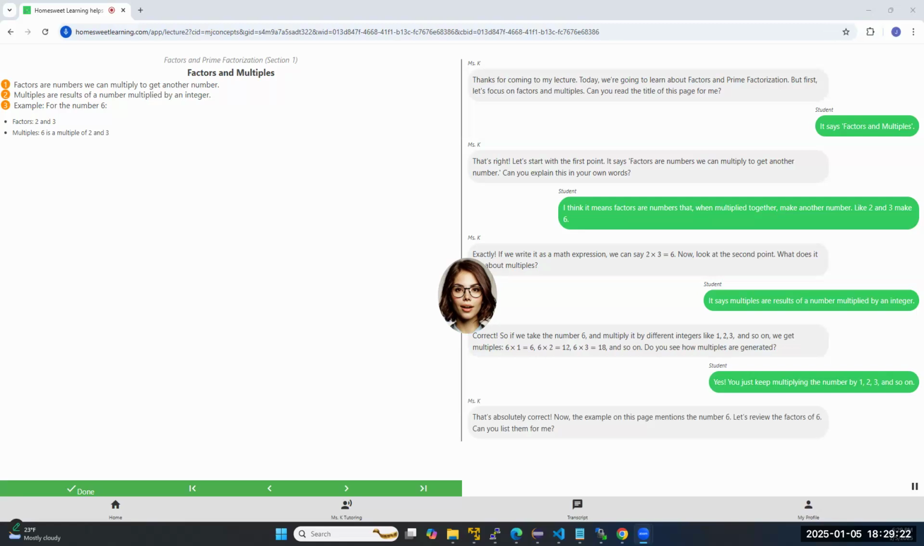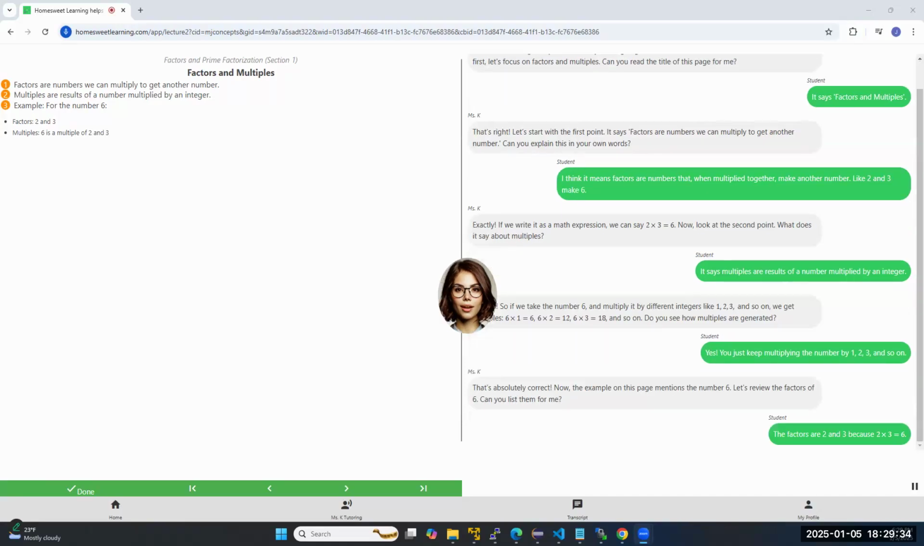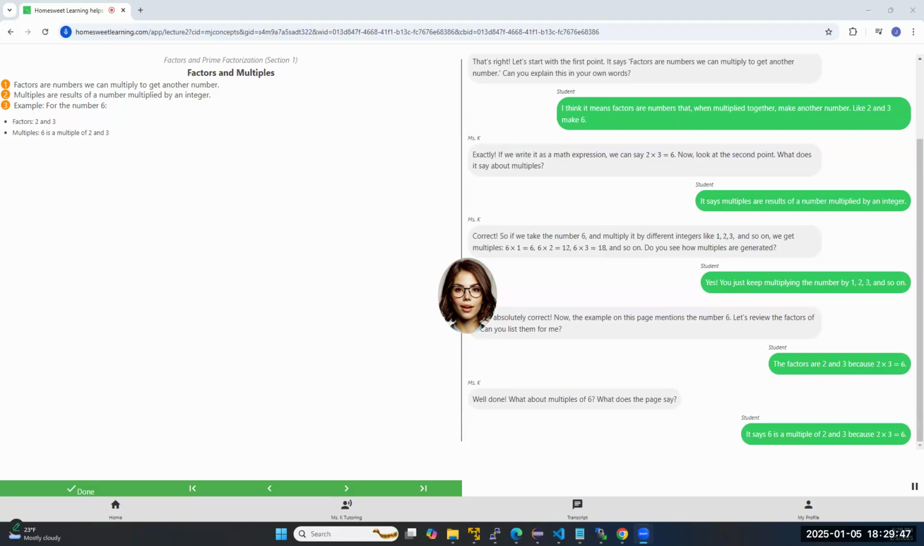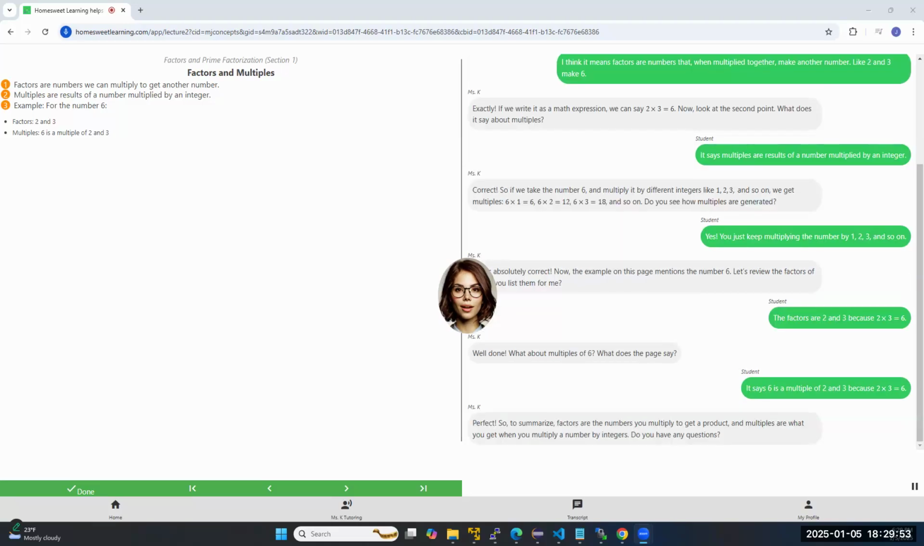That's absolutely correct. Now, the example on this page mentions the number 6. Let's review the factors of 6. Can you list them for me? The factors are 2 and 3 because 2 times 3 equals 6. Well done. What about multiples of 6? What does the page say? It says 6 is a multiple of 2 and 3 because 2 times 3 equals 6. Perfect. So, to summarize, factors are the numbers you multiply to get a product, and multiples are what you get when you multiply a number by integers.